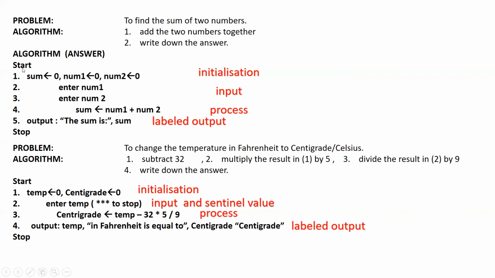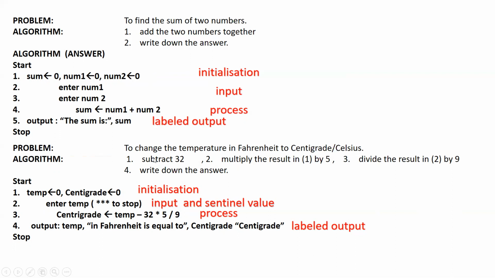Carefully look, we have to start. We initialize sum, num1 and num2. Enter the first number, enter the second. Sum now becomes the first number plus the second one. And then we output, labeled output. When we use these inverted commas, it means this will be typed on the screen. This will be text and the value of sum. So this is our initialization. This is the input stage. This is the processing stage and the output stage.